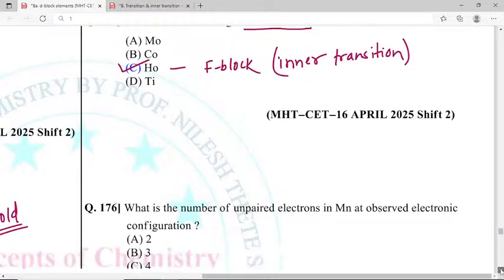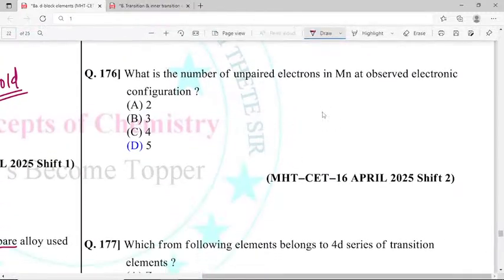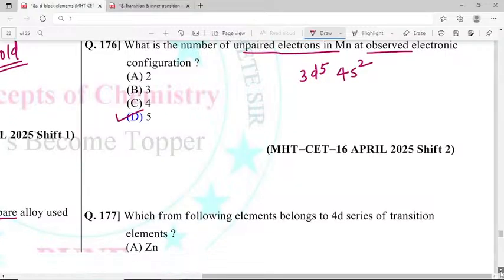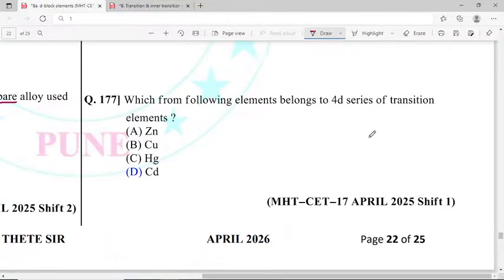What is the number of unpaired electrons in Mn in its observed electronic configuration? So 3d5 4s2, 5 unpaired electrons. So it contains 5 unpaired electrons in 3d5.